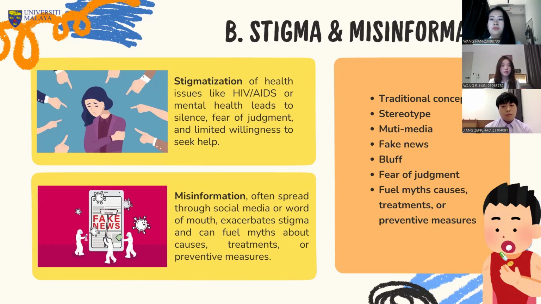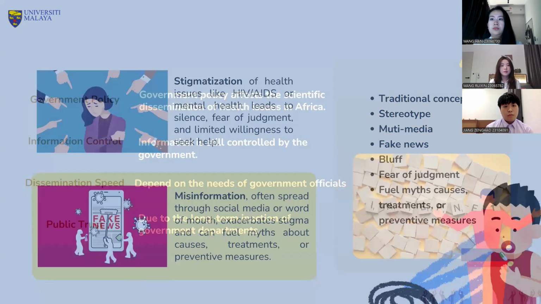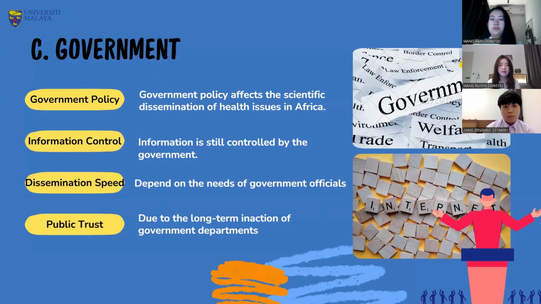And they all lead to the bluff and the fear of judgment. And all of this also can lead to misunderstandings of causes, treatment, or preventive measures. That's all of the results. Next part. So third, government policy is another factor that affected the scientists' dissemination of health issues in Africa.